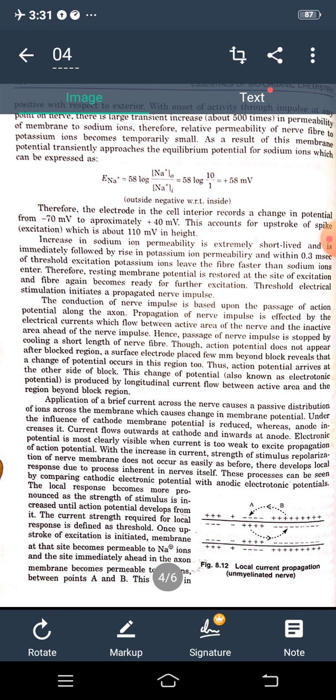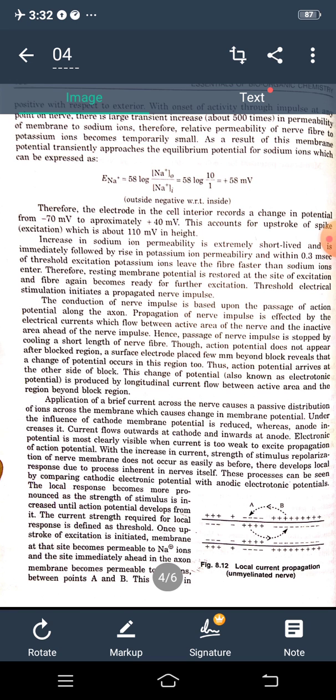Increase in sodium ion permeability is extremely short-lived and is immediately followed by the rise in potassium ion permeability. Within 0.3 milliseconds of threshold excitation, potassium ions leave the fiber faster than the sodium ions, and therefore the resting membrane potential is restored at the site of excitation and the fiber again becomes ready for further excitation. Threshold electrical stimulus initiates a propagated nerve impulse.